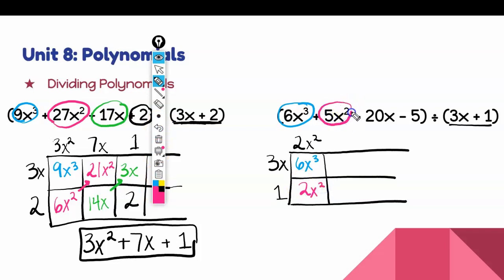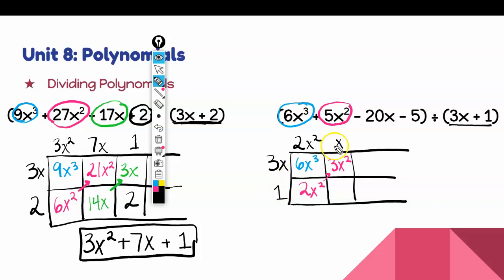Do I have a 2x squared? No. I have a 5x squared. So what do I have to add to 2x squared to get to 5x squared? 3x squared. And so what do I have to multiply with 3x to give me 3x squared? Well, just multiply with 1 to get to 3, and multiply by x to give us x squared.